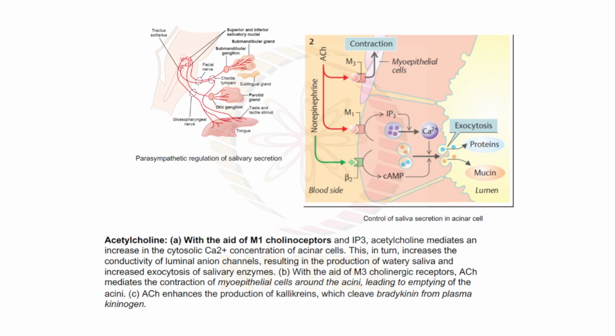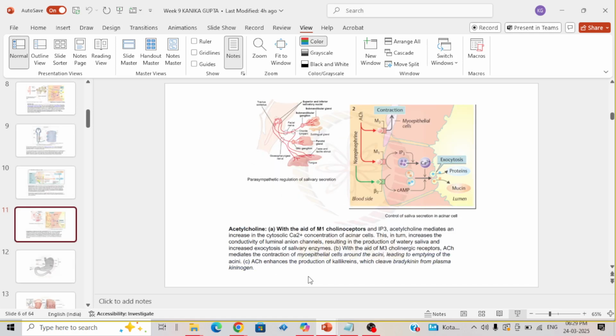Acetylcholine will itself not go inside the cell. It will send a secondary messenger, IP3, into the cell, and it will increase the calcium ion concentration in the acinar cells. This in turn increases the conductivity of luminal anion channels, resulting in production of watery saliva and increased exocytosis of salivary enzymes. Okay?